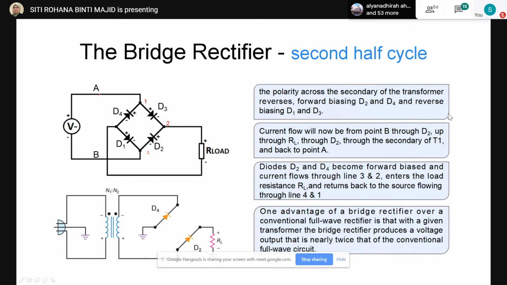At the same time, D2 and D4 are forward biased, and then the current will flow through line 3-2 and enter the load's resistance, and then return back to the source, flowing through 4, which is here, to 1, and then go back to A, sorry.